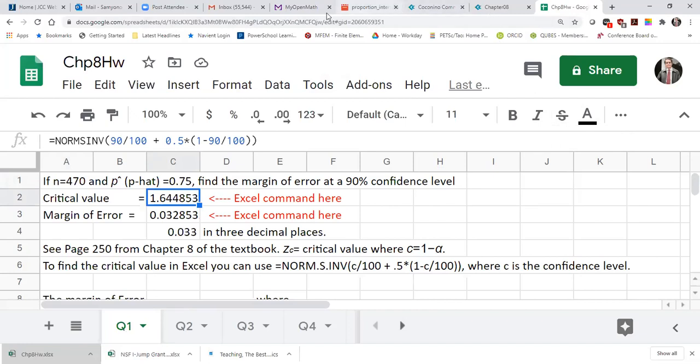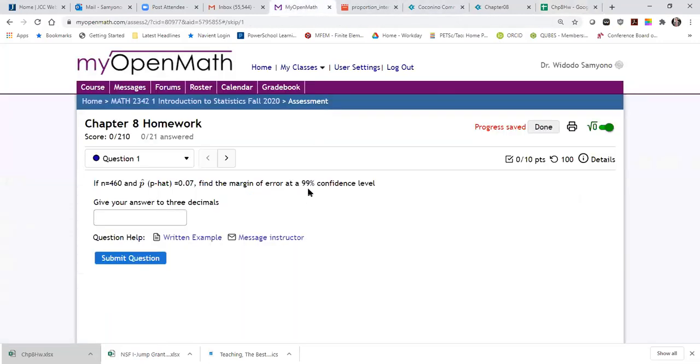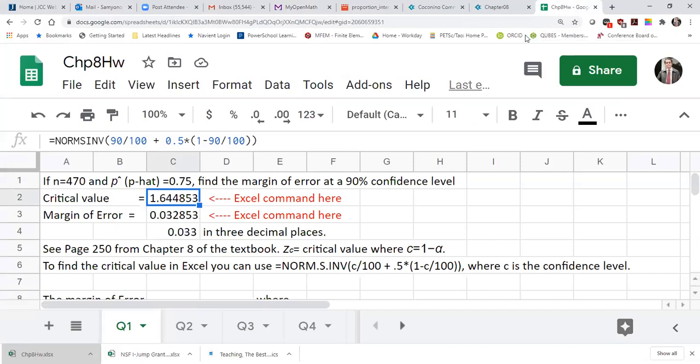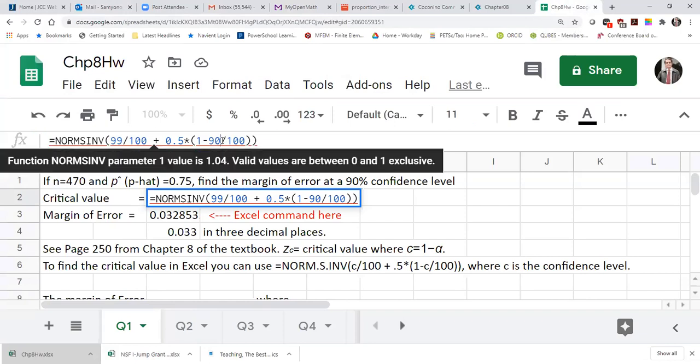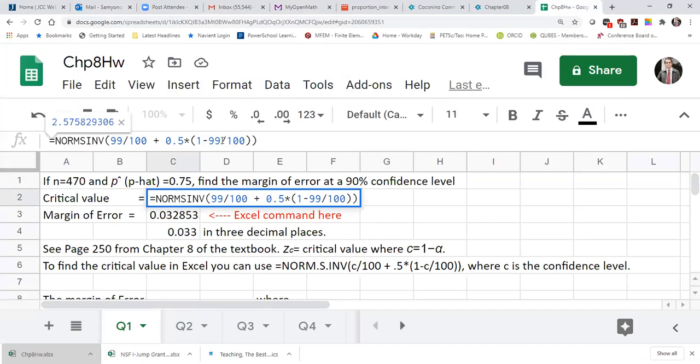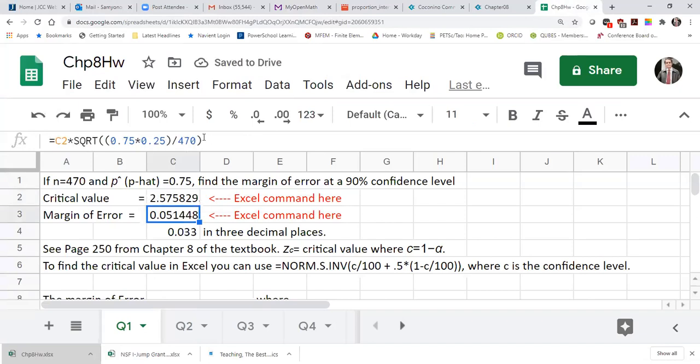So for the problem here, because you have 99%, and you have the p hat is this one and the sample size this one. So now you need to find, using the Excel, you have the confidence interval 99%. So that means this one needs to change to 99, right? And you need also to change this one to 99. Enter. And looking for the margin of error.